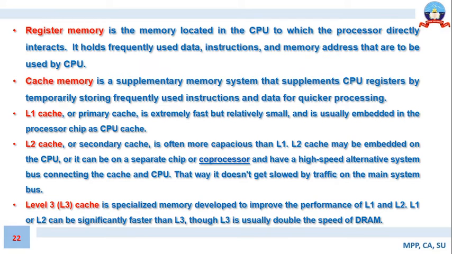Then we have L2 cache. L2 cache is called a secondary cache. It is more spacious than L1 cache. L2 cache may be embedded in the processor, or it may be placed in a separate chip or coprocessor associated with the processor. But in the case of L2 cache, the traffic would not have an influence on its performance, because L2 cache has its own dedicated high-speed alternative channel or bus which connects it to the CPU for communicating data.